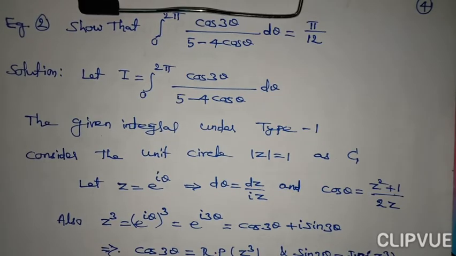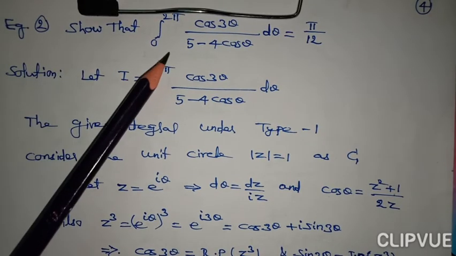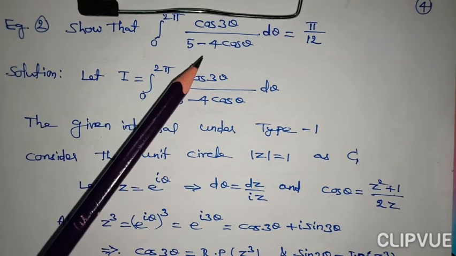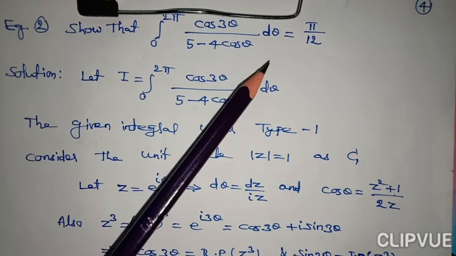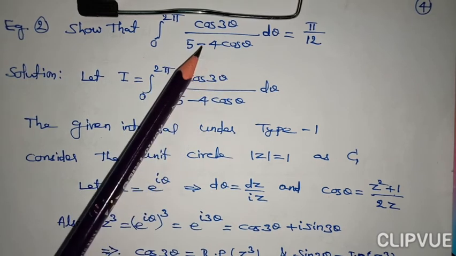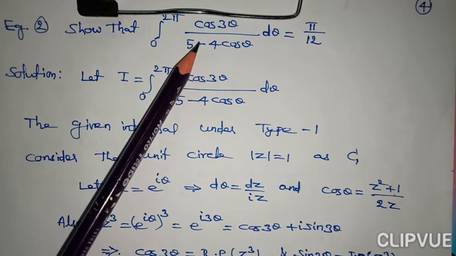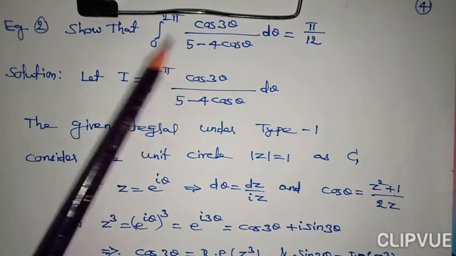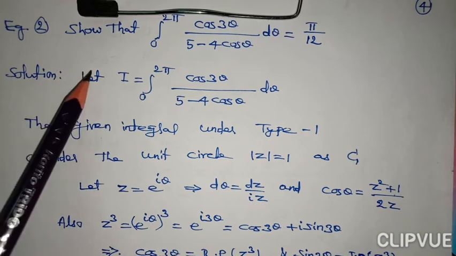Now move on to the next problem. Show that the integral from 0 to 2 pi of cos 3 theta divided by 5 minus 4 cos theta d theta is equal to pi by 12. This question was asked in a previous year university exam, a direct 60 mark question. Okay, how to solve this?